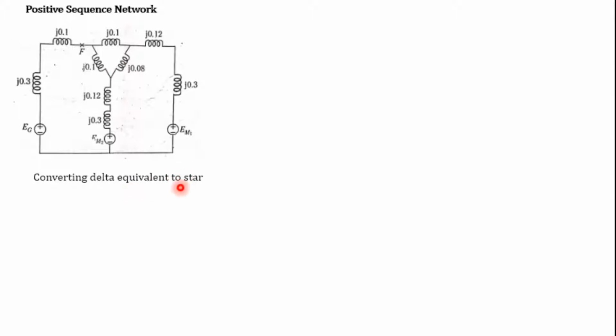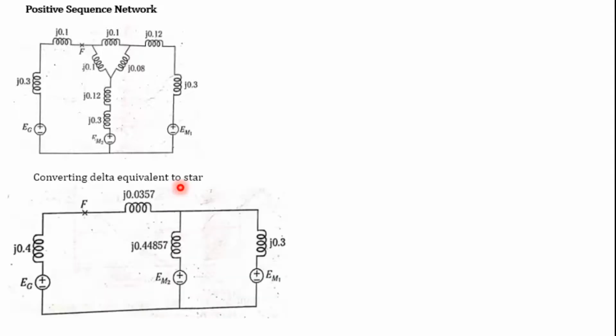Converting delta equivalent to star, we already know the formulas for converting from delta to star and star to delta. We already taught that; if not, just look into that. Finally, converting this delta, we do the realization. One thing we need to observe here: in the positive sequence network, the source of EMF should be short circuited.